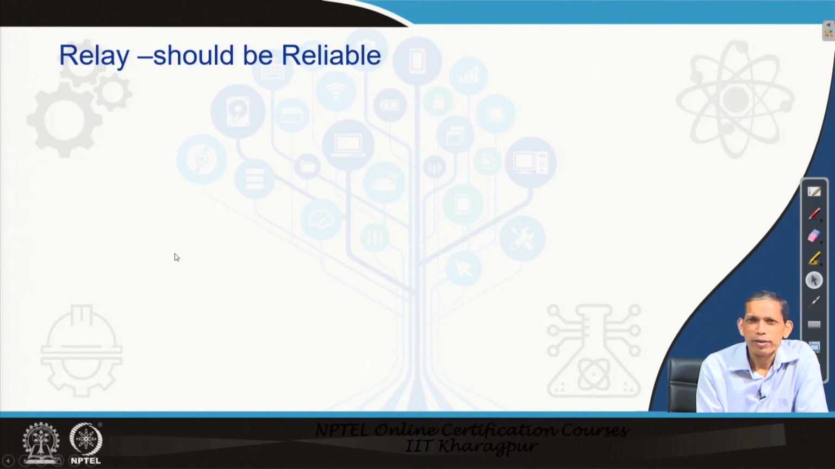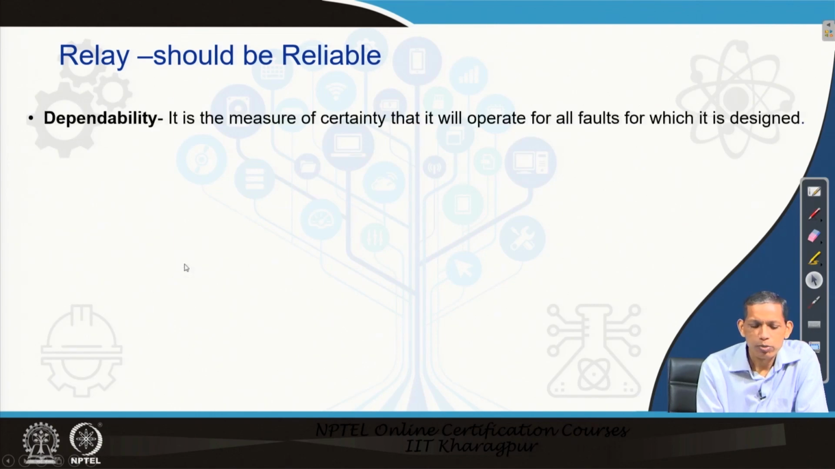Reliable implies two aspects. First one is dependability. It is a measure of certainty that a relay operates for all faults for which it is designed. That implies that whenever a fault is there in a line, the corresponding relay must take a decision. Otherwise, the fault will continue, which will be detrimental.